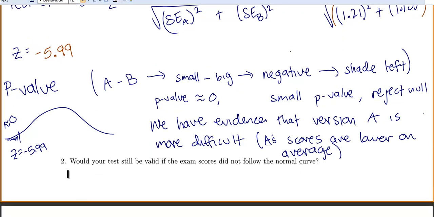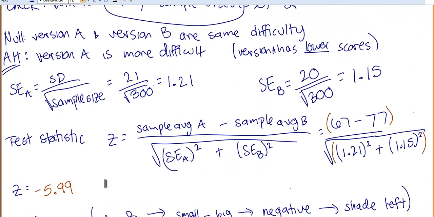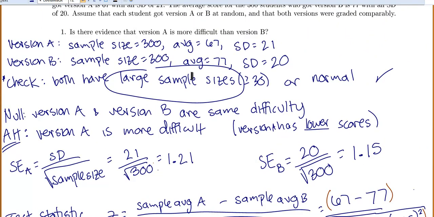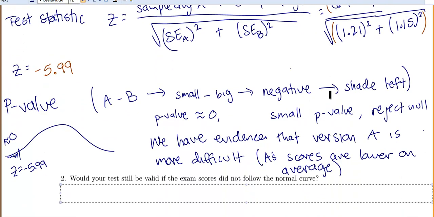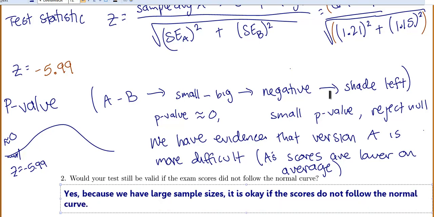And finally, in part 2, would your test still be valid if the exam scores didn't follow the normal curve? Well, if you look back up to our check, we said both have to have large sample sizes or follow the normal curve. And both of our sample sizes were large, so we don't need it to follow the normal curve. So yes, because we have large sample sizes, it is okay if the scores do not follow the normal curve, because we only needed large sample sizes or normal data.